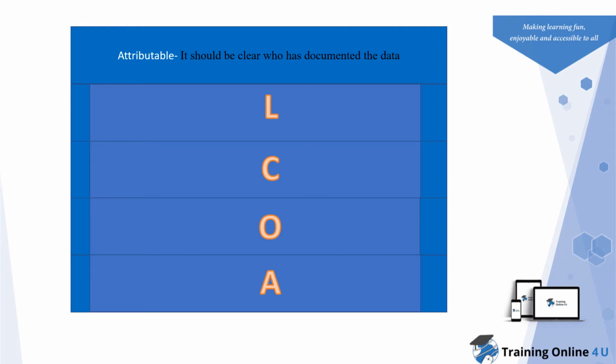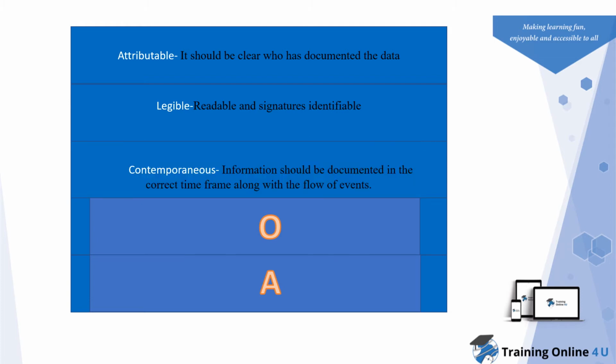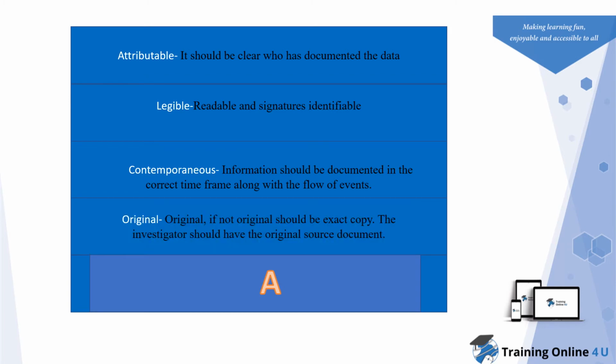Attributable. It should be clear who has documented the data. Legible. Readable and signatures identifiable. Contemporaneous. Information should be documented in the correct time frame along with the flow of events. Original. Original, if not original, should be an exact copy. The investigator should have the original source document. Accurate, consistent and real representation of facts.